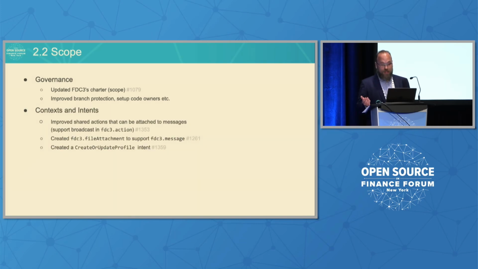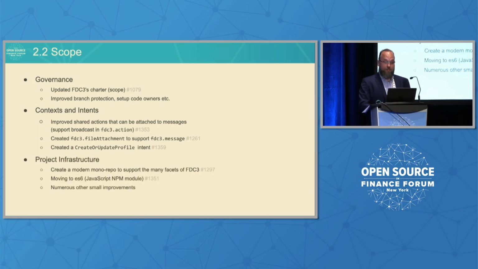We've refined a small number of contexts and intents this time. There was a lot more of that in 2.1. But you can now share actions better, or you will be able to share actions better through the FDC3 action type, which is used to attach things to messages, a file attachment type for messages, as well as making it easier to create profiles for organizations and people in CRMs.